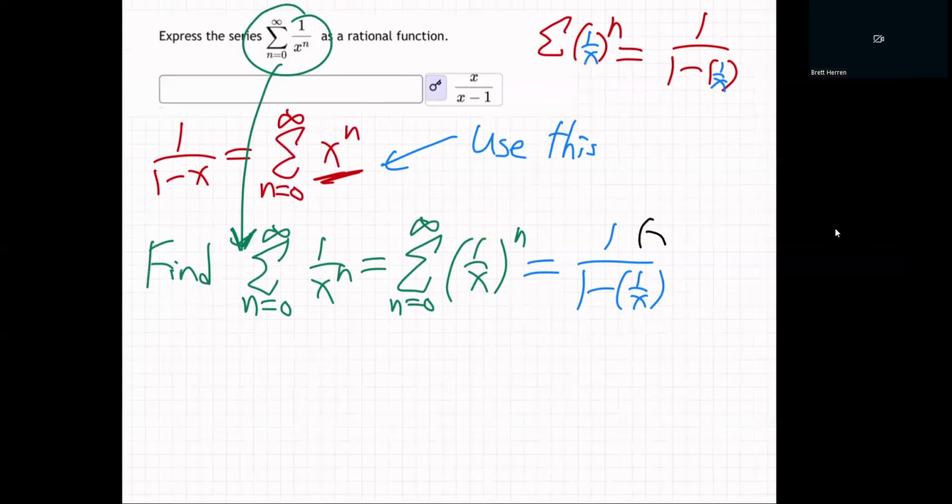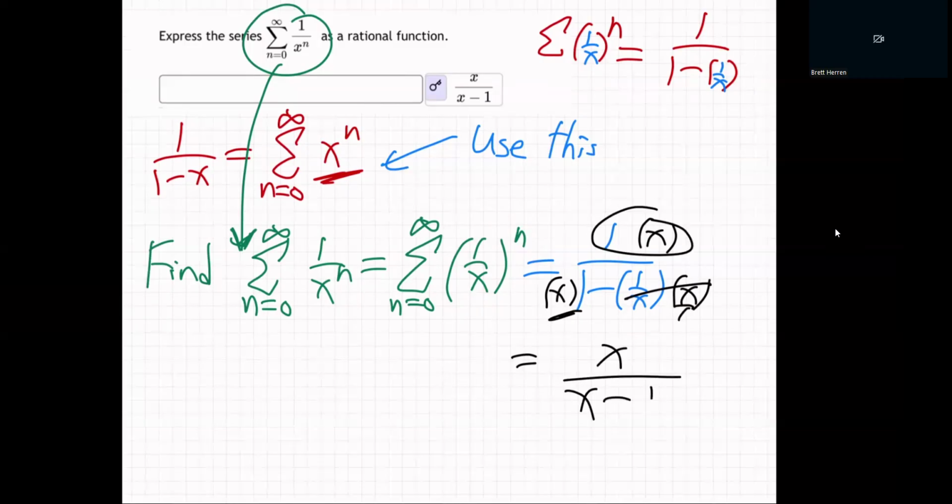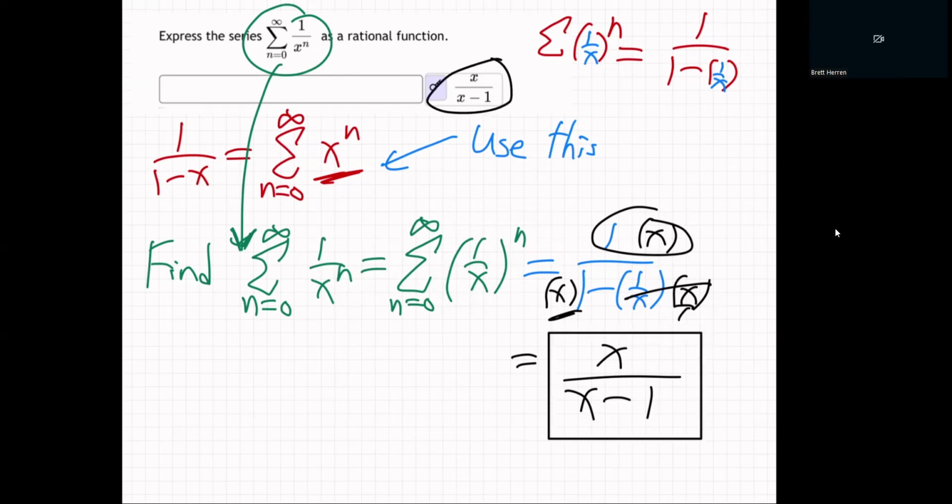We don't like complex fractions, so multiply top and bottom by x, and the 1 here is over 1, so it cancels. So what do you get? x times 1 on the top is x. x times 1 right there is x minus 1. And there is our answer, which we already knew was right there. And so there we go.